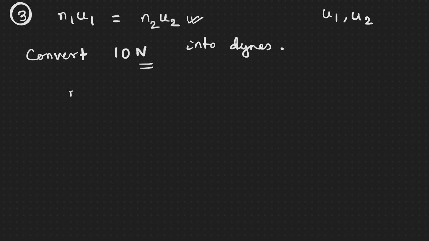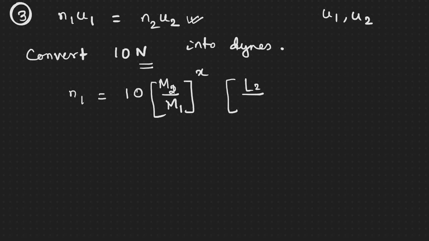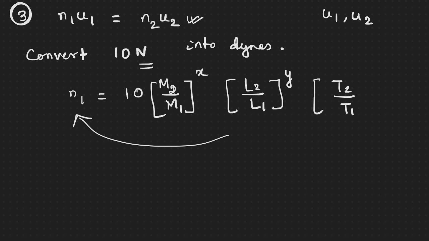We will write that N1 equals 10, M2 by M1 to the power x, which we don't know yet. Similarly, L2 by L1 to the power y, which we don't know. Similarly, T2 by T1 to the power z. All M1, L1, T1 are coming from this side, because we know the dimensional formula, we are just moving it to the other side.